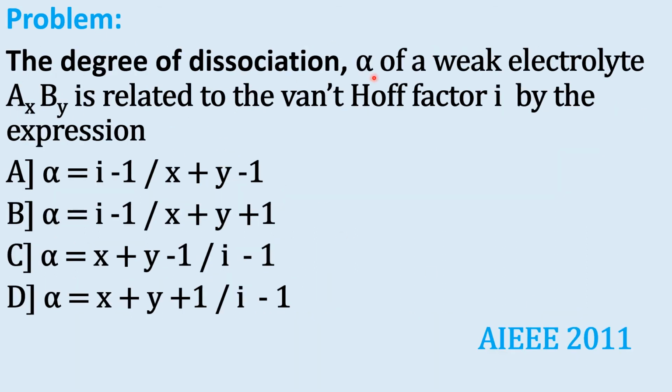The degree of dissociation alpha of a weak electrolyte AxBy is related to the Van't Hoff factor i by the expression: option A, alpha is equal to i minus 1 divided by x plus y minus 1. Option B, alpha is equal to i minus 1 divided by x plus y plus 1. Option C, alpha is equal to x plus y minus 1 divided by i minus 1. Option D, alpha is equal to x plus y plus 1 divided by i minus 1.